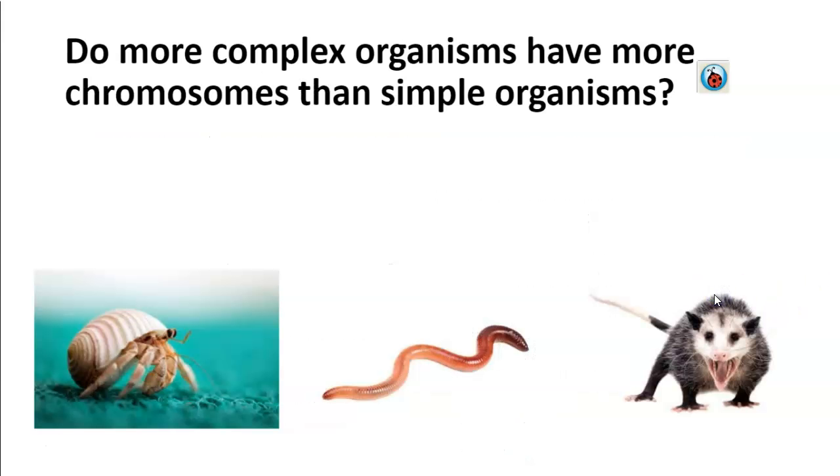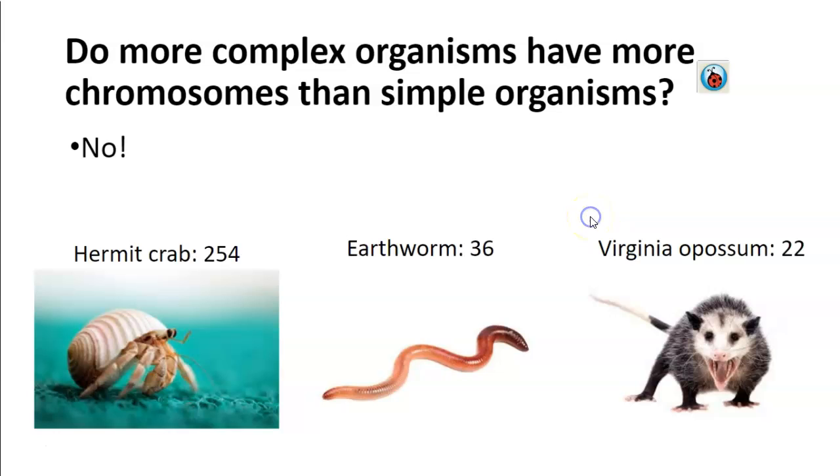Okay, so we asked the question earlier, do more complex organisms have more chromosomes than simple organisms? And remember, the answer to that question is no. For example, a hermit crab has 254, an earthworm has 36, and a Virginia possum has 22. So it has nothing to do with complexity.